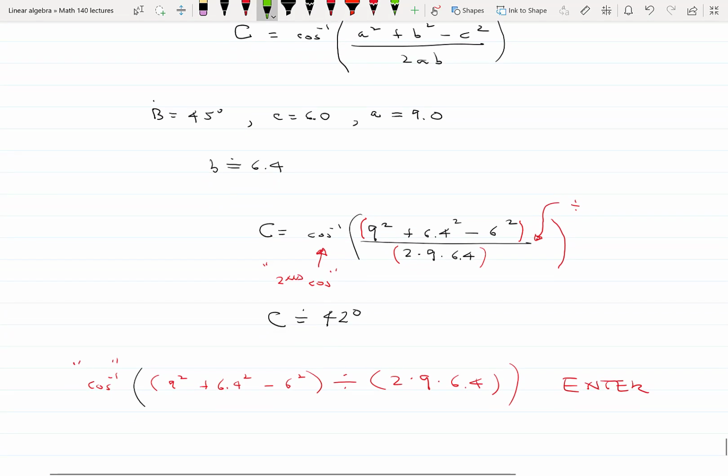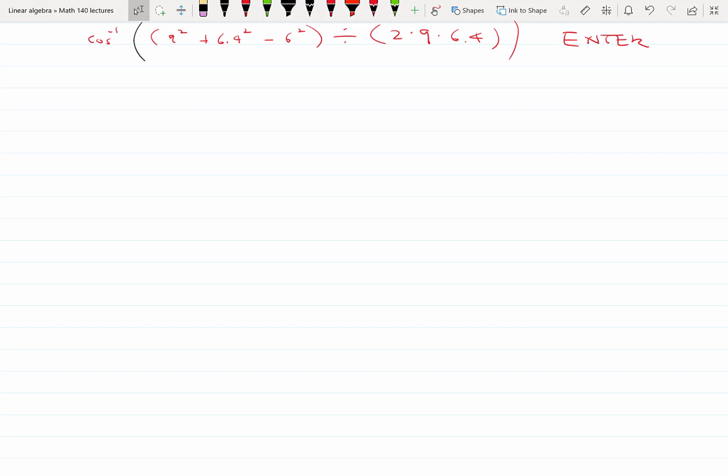Okay. So the only other thing I'm going to do for you is one more example. I think it'll go fairly quickly. I wanted to solve an example with the very last case, side, side, side. I'm given three sides. Let's say A equals 5, B equals 7, C equals 10.